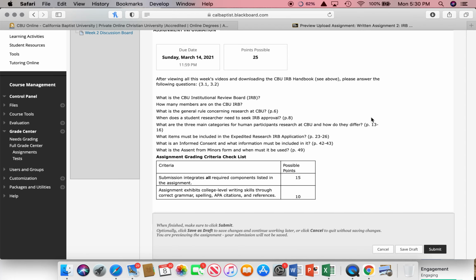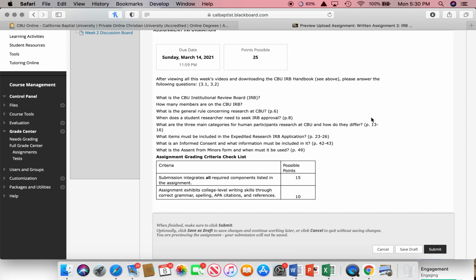What items must be included in the expedited research IRB application? What is an informed consent, and what information must be included in it? And what is the assent for minors form, and when must it be used? So for each one of these, you need to answer. If you answer these questions, you get 15 points.